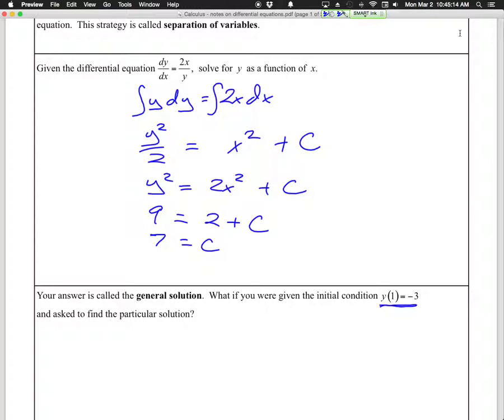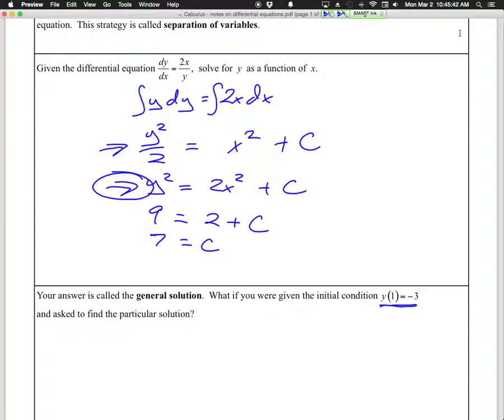Now notice there are 2 places where C is at. Make sure you plug it in to the same one you plugged in your initial condition. Since I plugged in 1 and 3 at this spot, make sure you plug your C back into this spot. If you plug it in to this first one, it's going to screw it up. You won't get it right. Make sure you plug your C back in wherever you plug your initial condition.